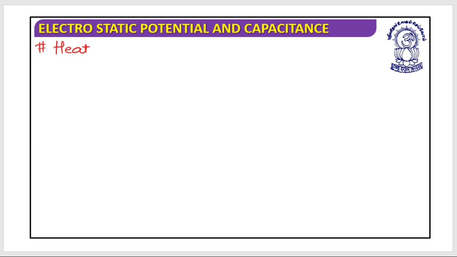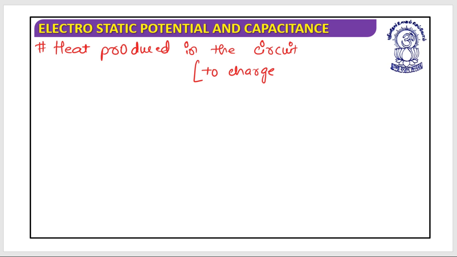So what is the heat produced in the circuit? This is the heat produced in the circuit. Why is it produced? To charge the capacitor. This heat has been produced in the circuit to charge the capacitor. So always remember this. This is very conceptual.